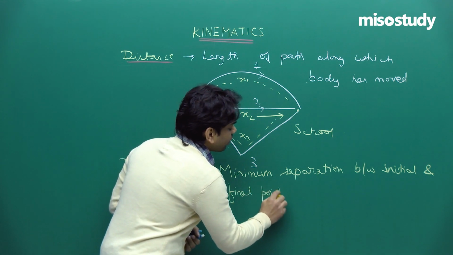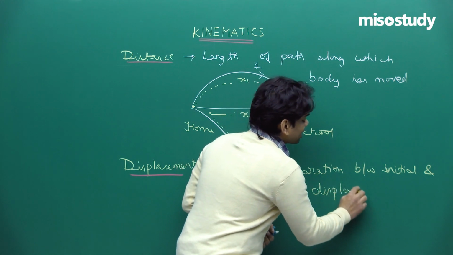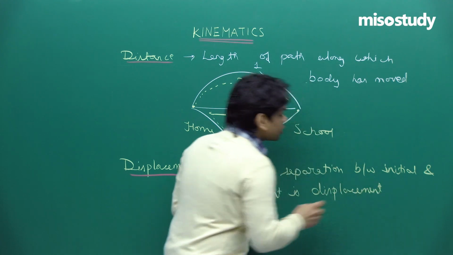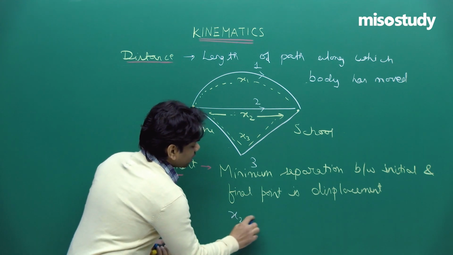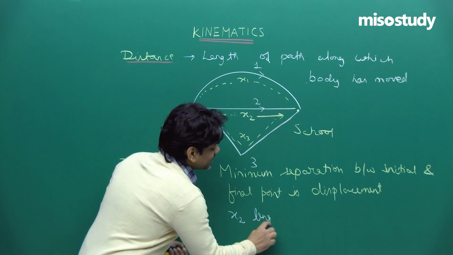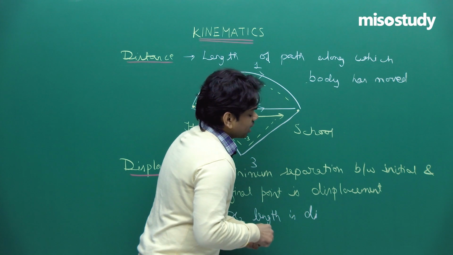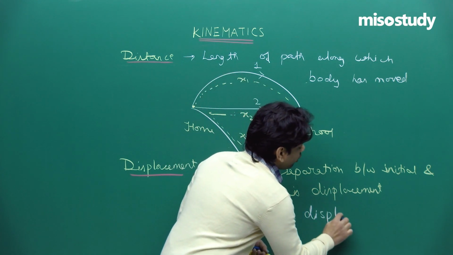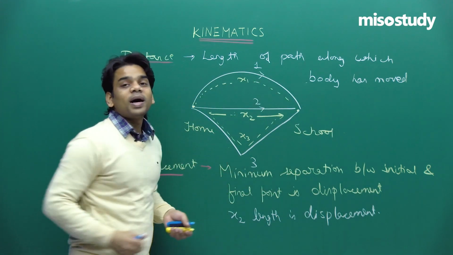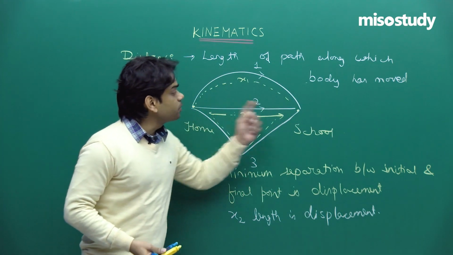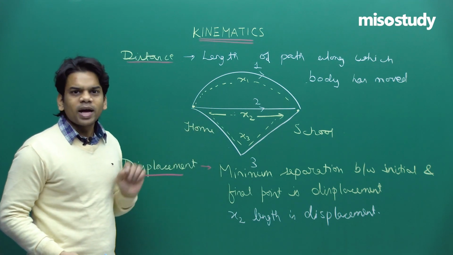The minimum separation between initial and final point is known as displacement. In our example, x2 is the displacement. So I'm mentioning here that the x2 length is the displacement in this case, because this is the minimum separation possible along any of the three paths. Whether you move along path 1, path 2 or path 3, in all three cases your displacement will be only x2, not x1 or x3. Now you would be having the idea.